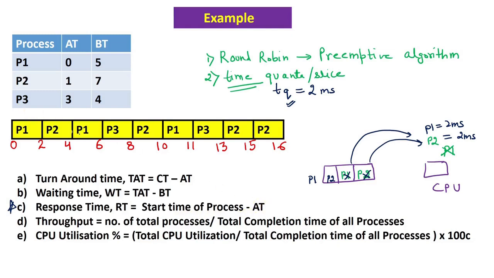For example, if you are calculating the response time of P3, what is the start time of the process? At what time has P3 got the CPU for the first time? At 6, right? And the arrival time of P3 is 3. So 6 minus 3 is 3. That is the response time. In a non-preemptive algorithm, the response time is calculated this way, and in a preemptive algorithm, you can do it this way also. And in a non-preemptive algorithm like FCFS, the response time is actually equal to the waiting time.